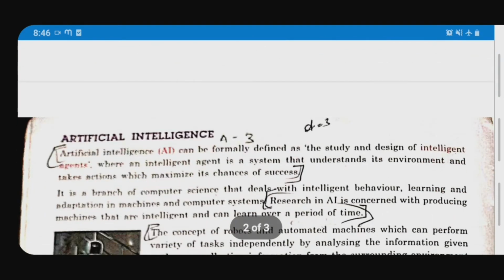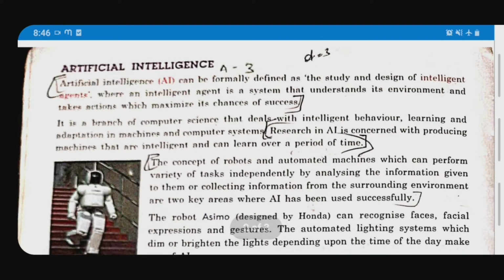Next is artificial intelligence. You all might have heard about artificial intelligence, that is AI. It can be formally defined as the study and the design of intelligent agents, where an intelligent agent is a system that understands its environment and takes action which maximizes its chances of success. It is a branch of computer science that deals with intelligent behaviors, learning, and adaptation in machines and computer systems. Research in AI is concerned with producing machines that are intelligent and can learn over a period of time.